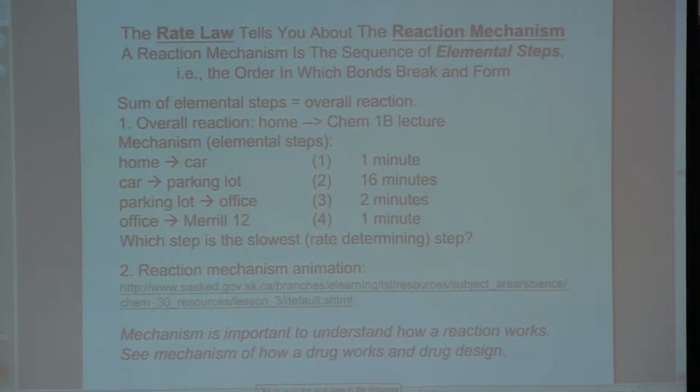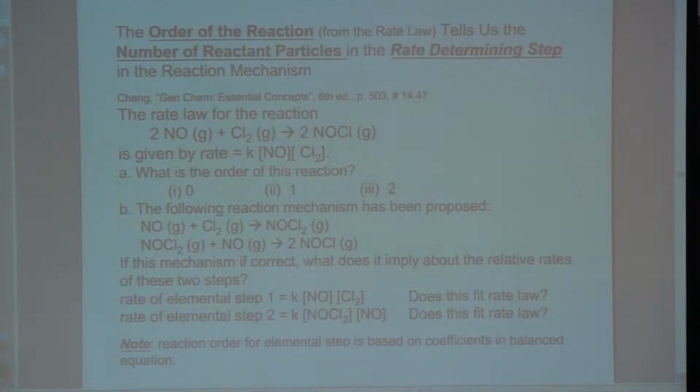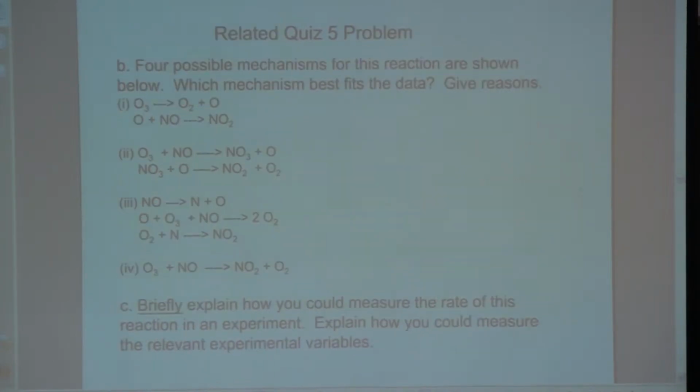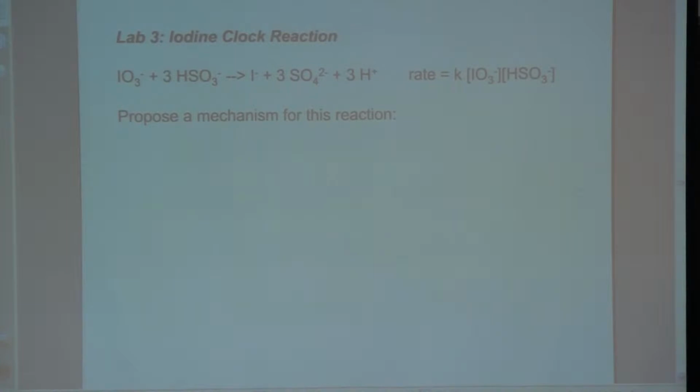Then we talked about reaction rates and how rate laws are related to the reaction mechanism. Note that in the reaction mechanism, the rate determining step, or slowest step, is the important step. Then we looked at a few examples on reaction rates. So here's quiz 5, and a related quiz 5 question. And then for lab 3, propose a mechanism for this reaction. So note again that when you propose a mechanism, the rate determining step has to have one IO3 minus and one HSO3 minus in the rate determining step in that reaction mechanism.